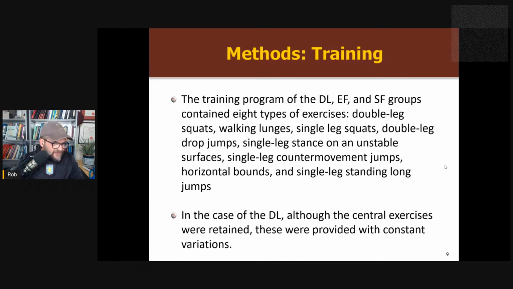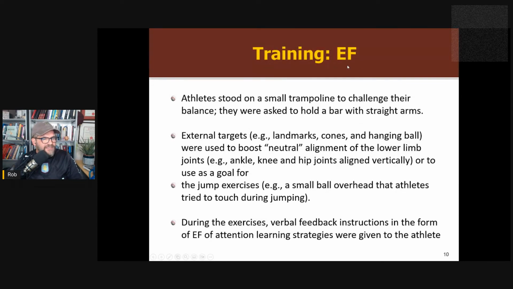In the differential learning group, there's going to be a central exercise like a double leg squat, but of course there's going to be massive variations where you're almost losing what the exercise is, but they are guided around these central 8 types of exercises. So let's go into more detail about the actual training. Okay. So external focus of attention training. So athletes are there's some kind of perturbations of stability, for example, on the trampoline.